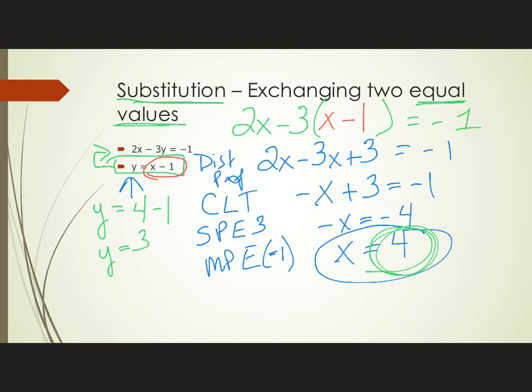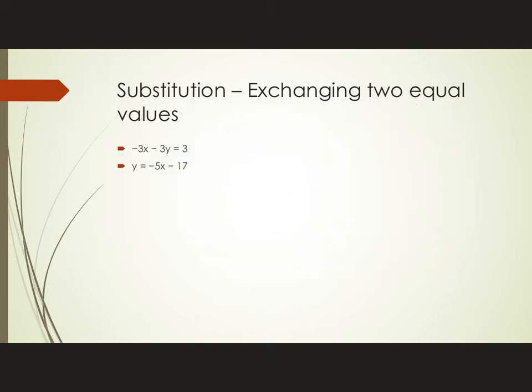That means that my final solution for this is an ordered pair. I have to make sure I list my x first. So it's 4, 3. Not that bad, right? Let's try another one. Here I have my y value. I'm going to substitute that into my top equation. So I have negative 3x minus 3 times my y value equals 3. I'm going to put my y value in here.